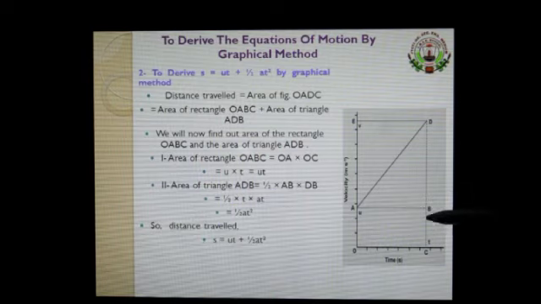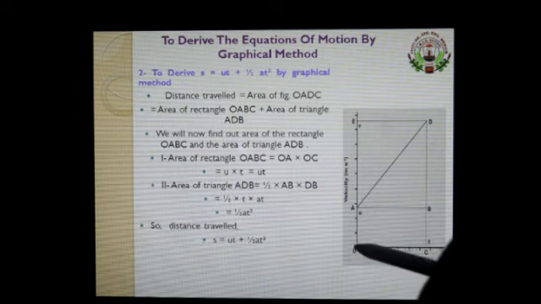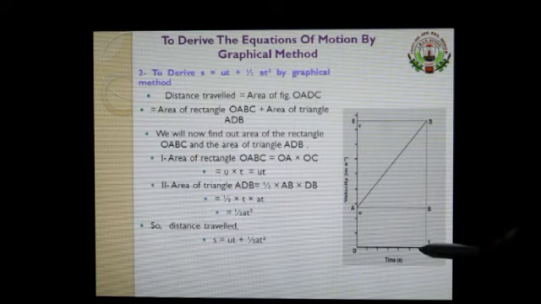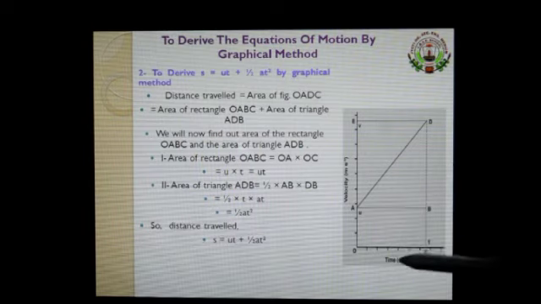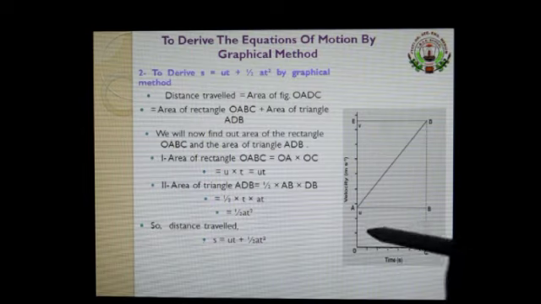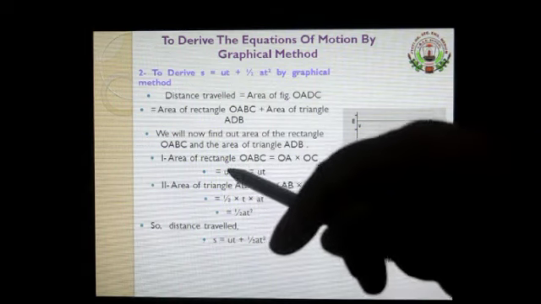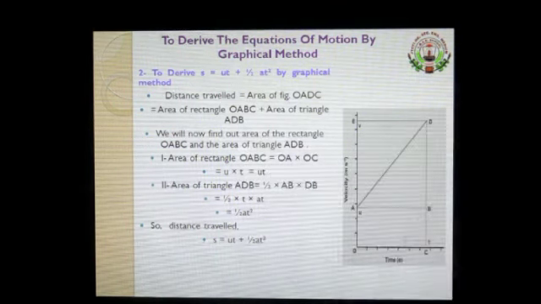What is the area of a rectangle? Area of a rectangle is equal to length into breadth. So here the length is OC and the breadth is OA. And OC is equal to the time and OA is the initial velocity. So the area of rectangle OABC is equal to u into t, that is, ut.